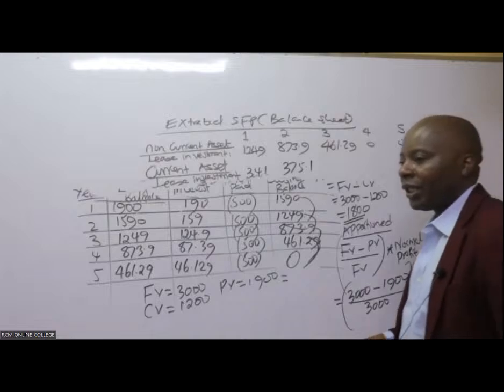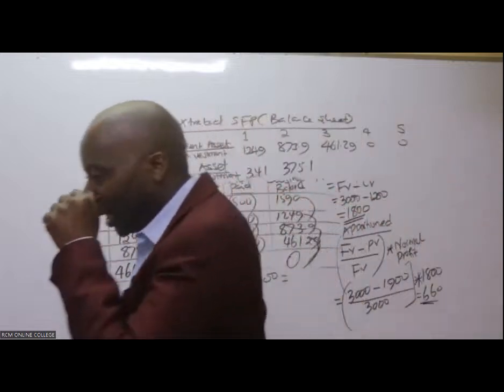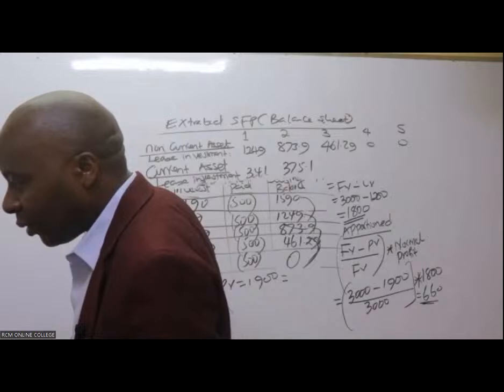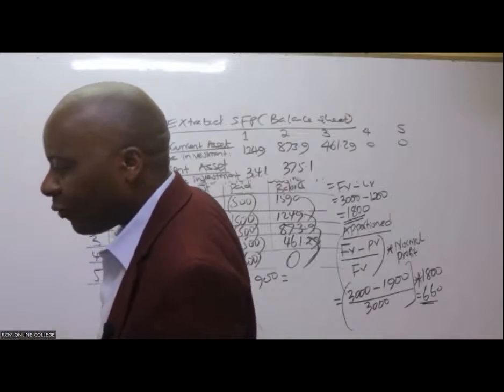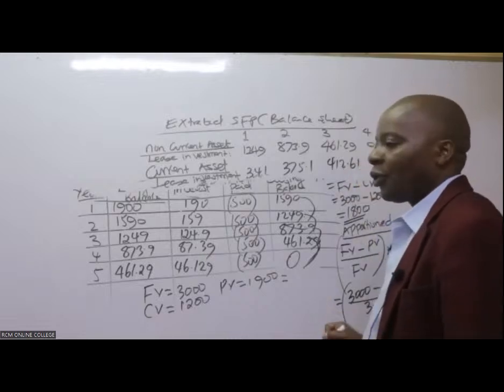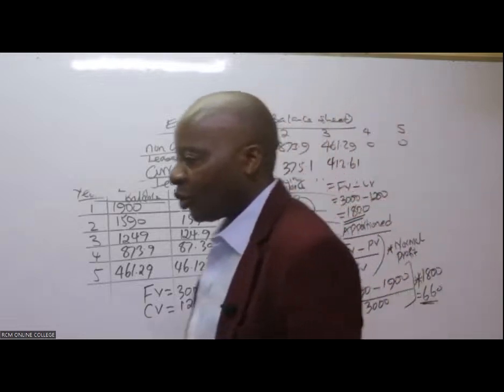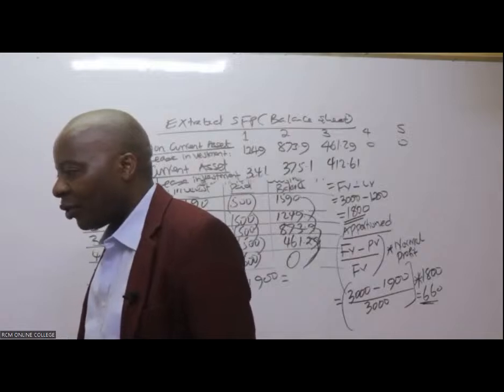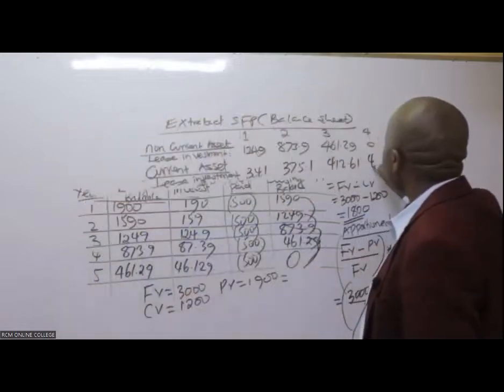And then in this case, number 3, we are taking the third one. What do we have here? It gives me 412.61. Then we have 461.29.